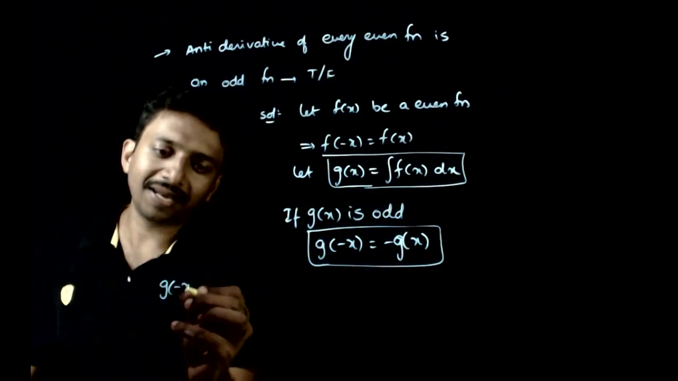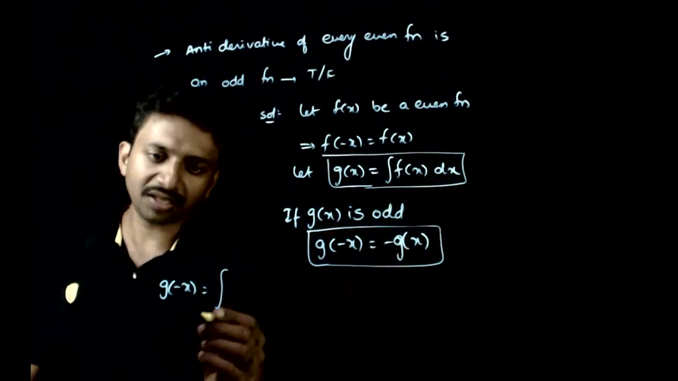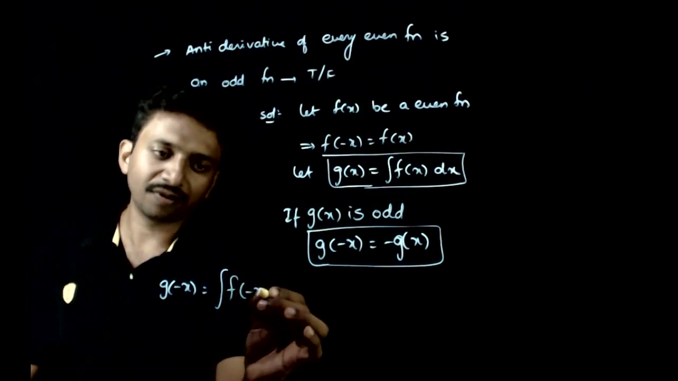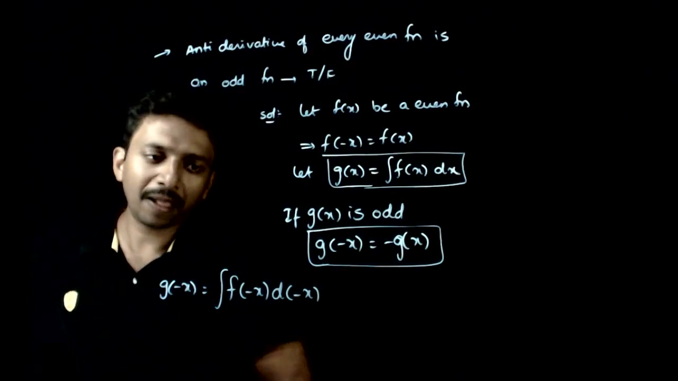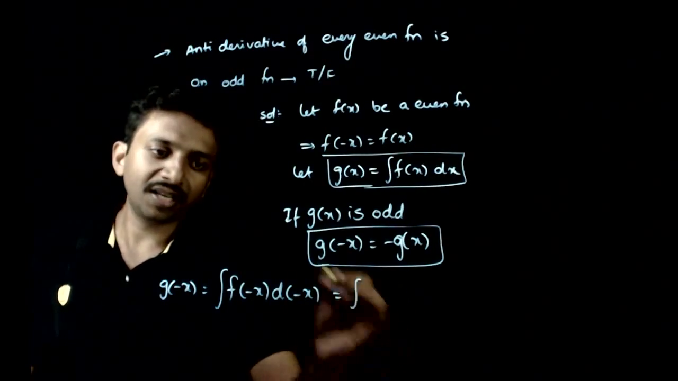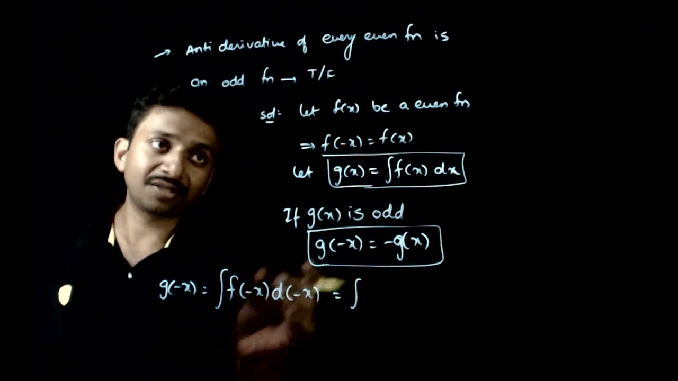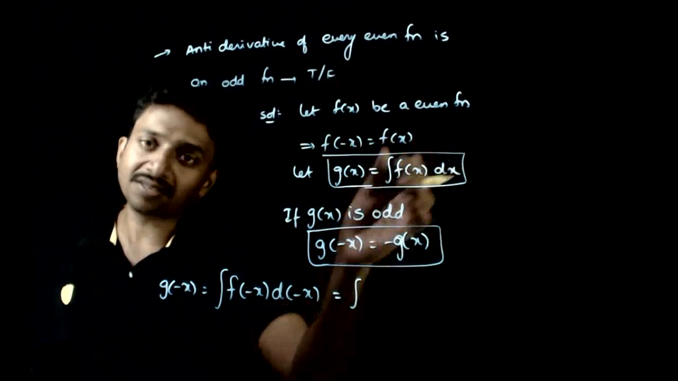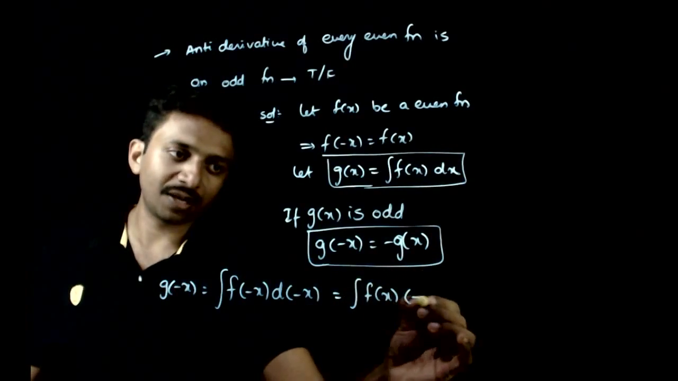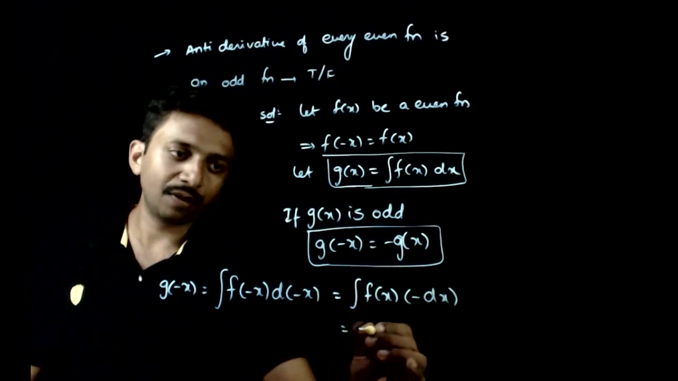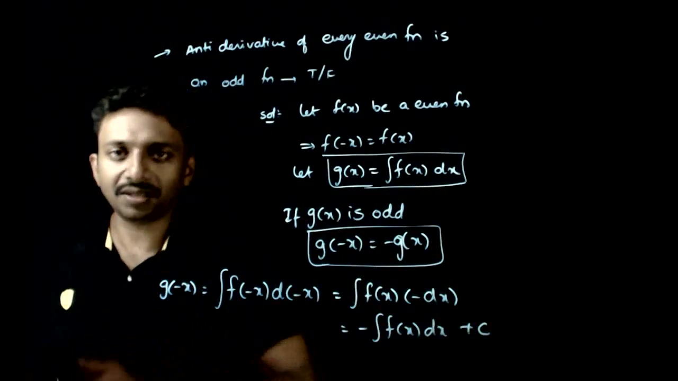So g of x is integration of f of x dx. So g of minus x is equal to integration of f of minus x into d of minus x. Wherever there is x, we have to put minus x. That is equal to integration of f of minus x. From the definition, f of minus x is f of x. So f of x into d of minus x is nothing but minus dx. That is equal to minus of integration of f of x dx plus some constant c.